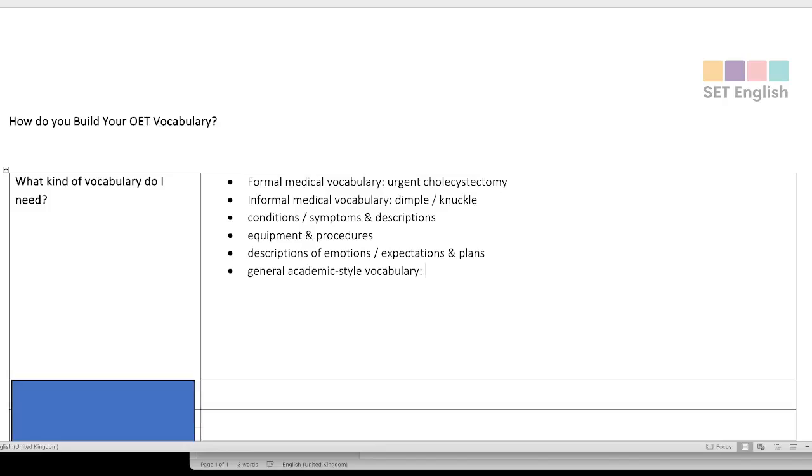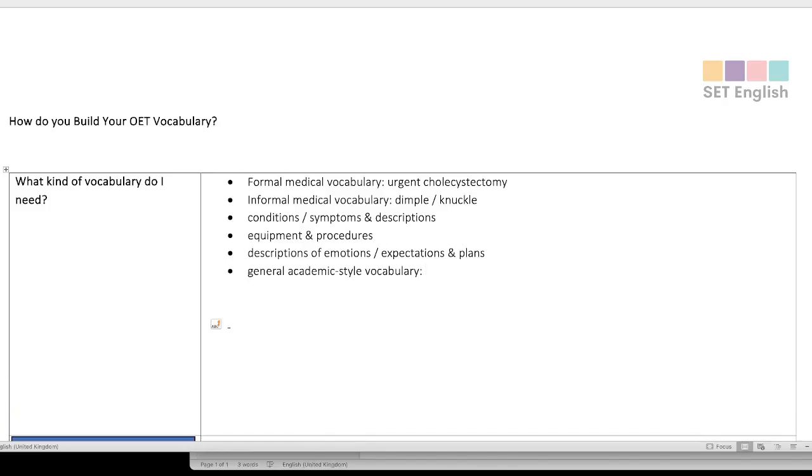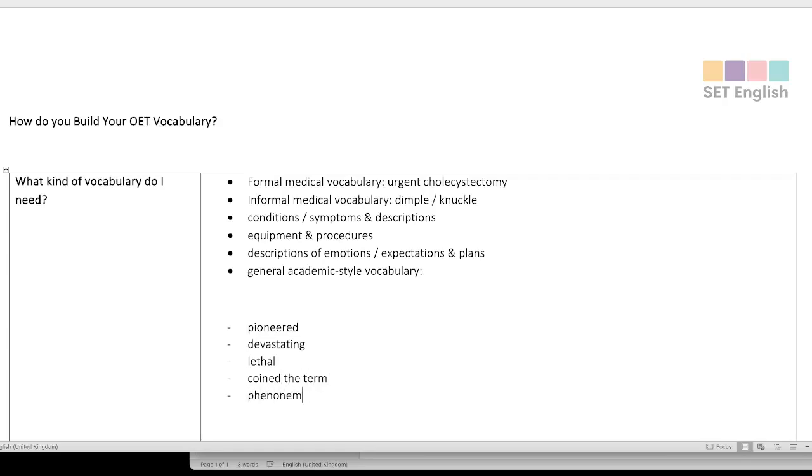But I'm just going to show you now. I'm just going to give you 5 phrases or words. For this class, I just picked a Part C text at random, chose a paragraph at random. And these are the words that I saw in the first 3 sentences of a random paragraph. Pioneered, devastating, lethal, coined the term, and phenomenon.